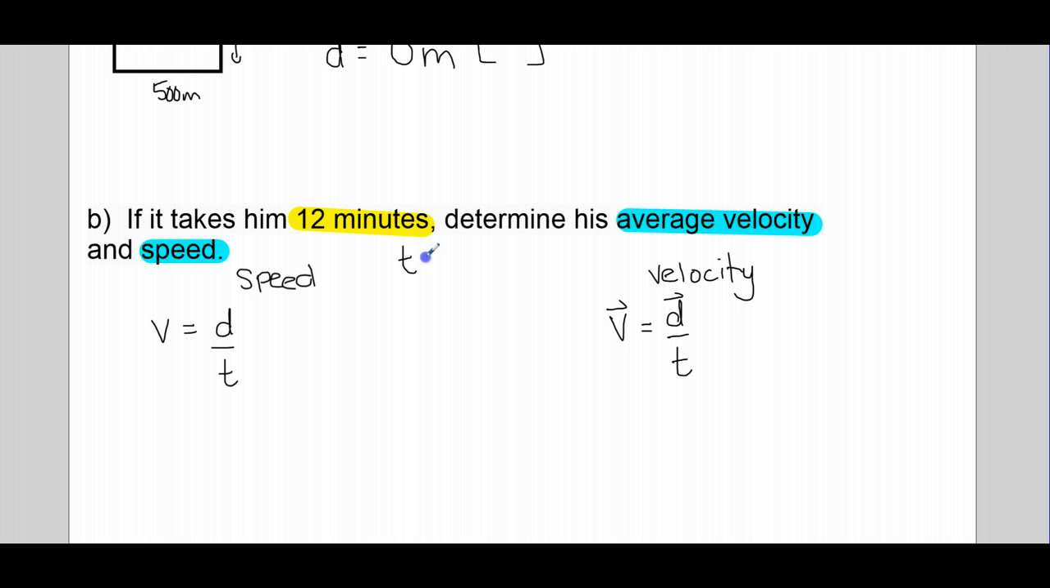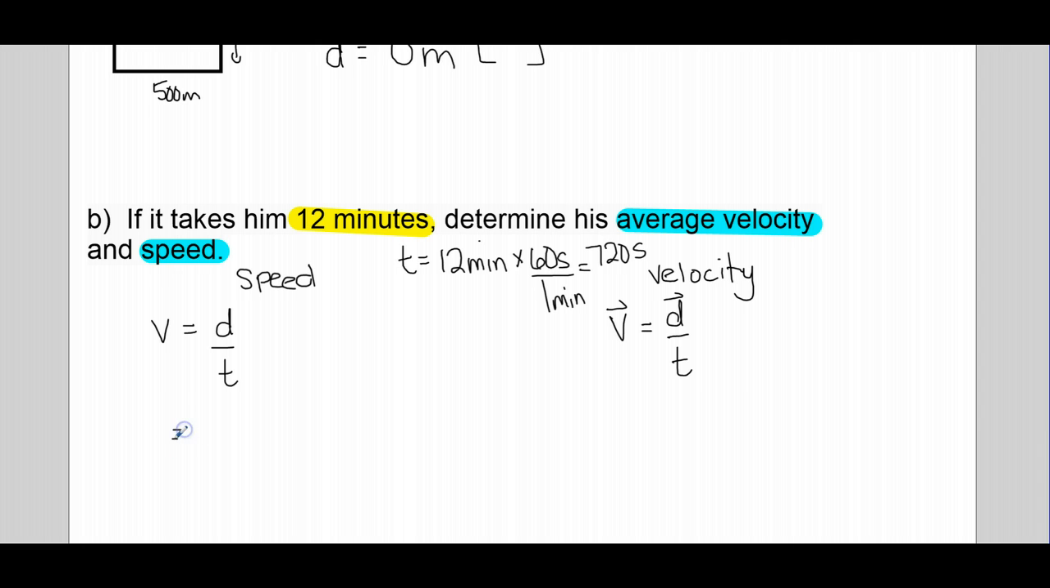So this is where I want you to get used to. When I tell you what the unit should be for one of the problems, you want to keep that same unit throughout. So we don't want meters per minute. We want both units to be in our standard format. So 12 minutes, there's 60 seconds in a minute. So we end up with a total of 720 seconds.